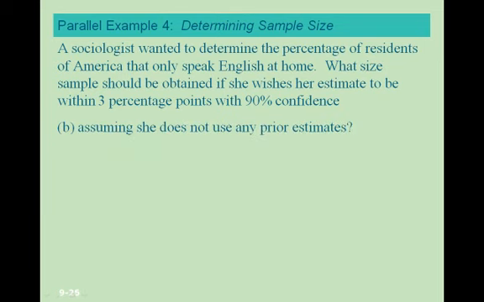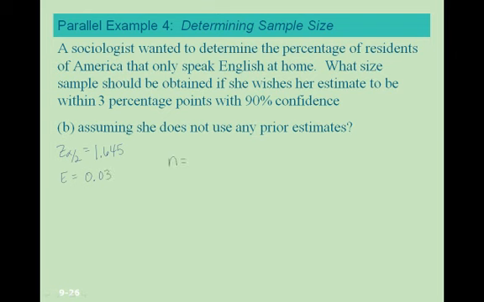Now let's do the same example and assume that we do not have any prior estimates. So remember that our z value has not changed, so we still have 1.645, and our margin of error has not changed, it's still 0.03. The formula we use, however, has changed.